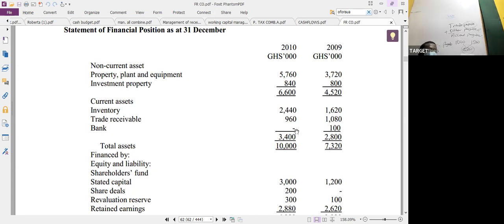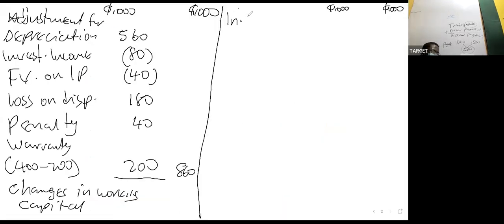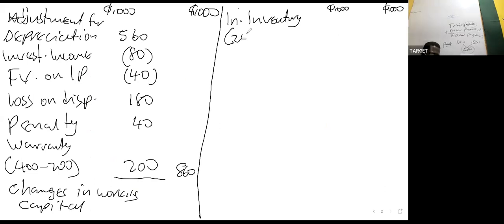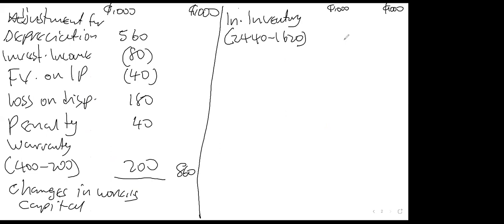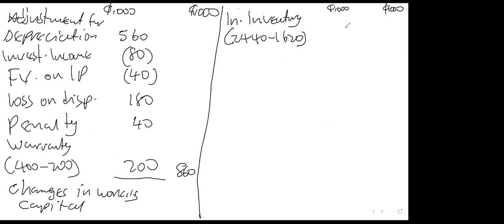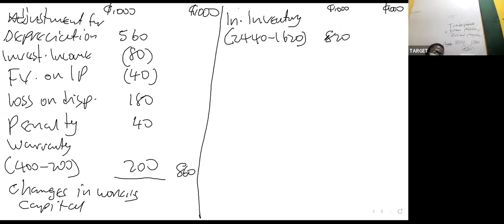So you find the difference, 2,440 minus 1,620. So when you come here, please go by what we are doing. Just write here, increase in inventory. Open a bracket, 2,440 minus 1,620. Do that computation for me first. What do you get as the difference? 820, right? Don't put it in bracket. Don't put it in positive. Leave it like this for the meantime.